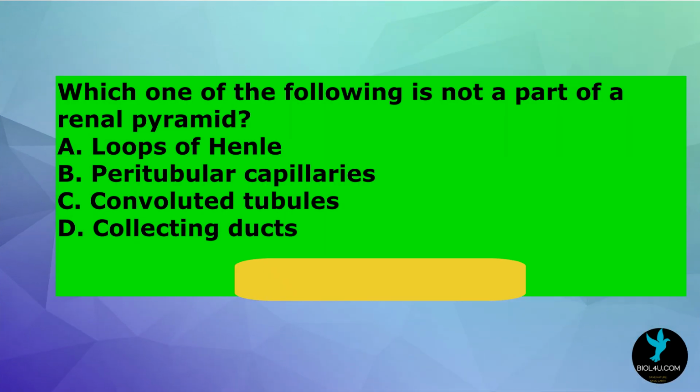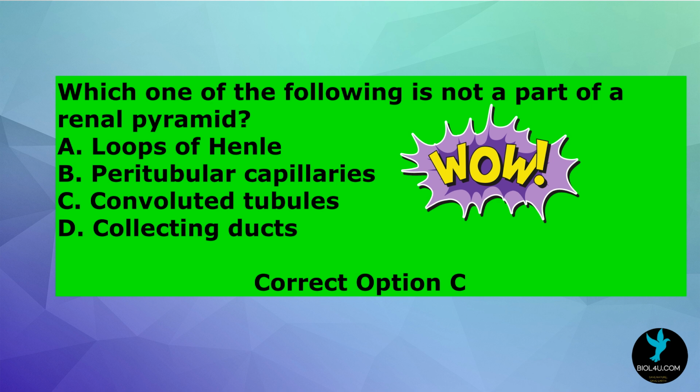Question number 8. Which one of the following is not a part of a renal pyramid? Option A. Loops of Henle. Option B. Peritubular capillaries. Option C. Convoluted tubules. Option D. Collecting ducts. The correct option is C. Convoluted tubules.